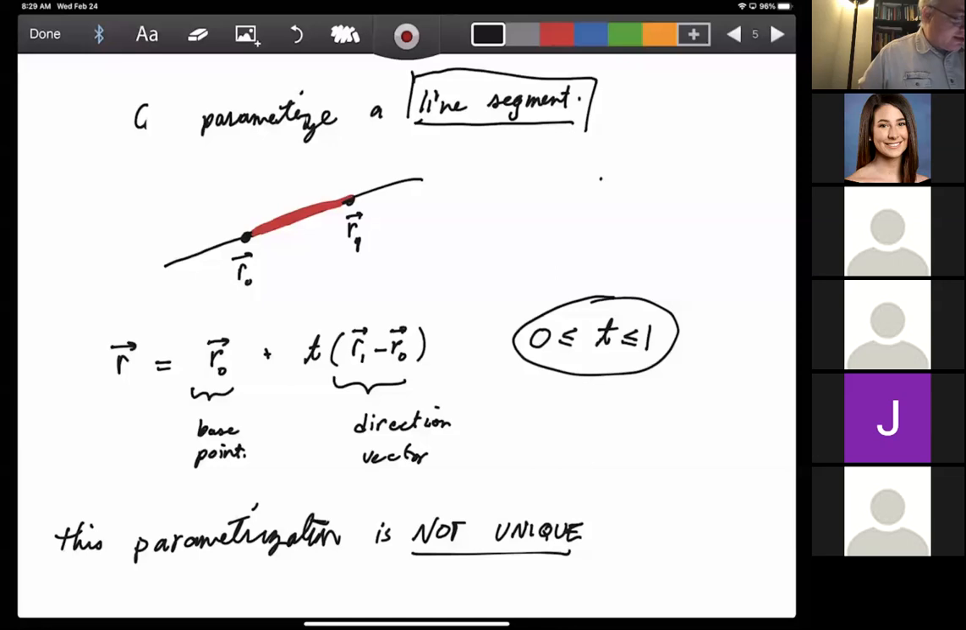It does have the feature that you can see in a nice way how to build this parameterization, as long as you know the two endpoints of the line and exactly how you want the segment to be traced out.